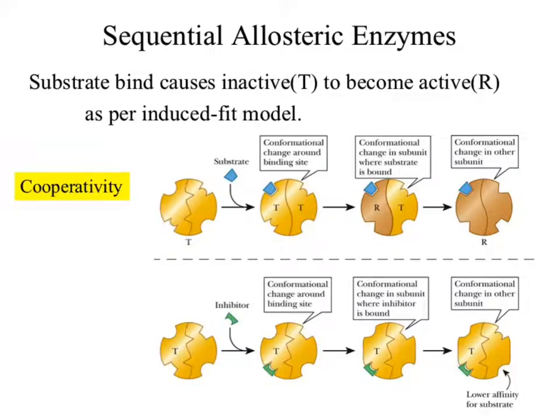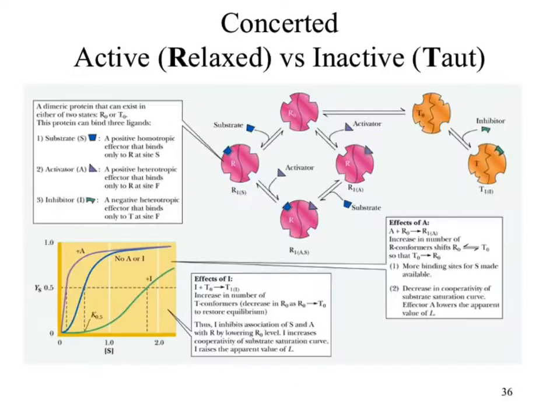The sequential mechanism. The reason the sequential mechanism was invented was because of this fancy word, cooperativity. As we bind something, it allows for more binding. If we look at the concerted mechanism, it's not really allowing for more substrate to bind. It's just allowing for more relaxed form. More relaxed form means a higher rate.